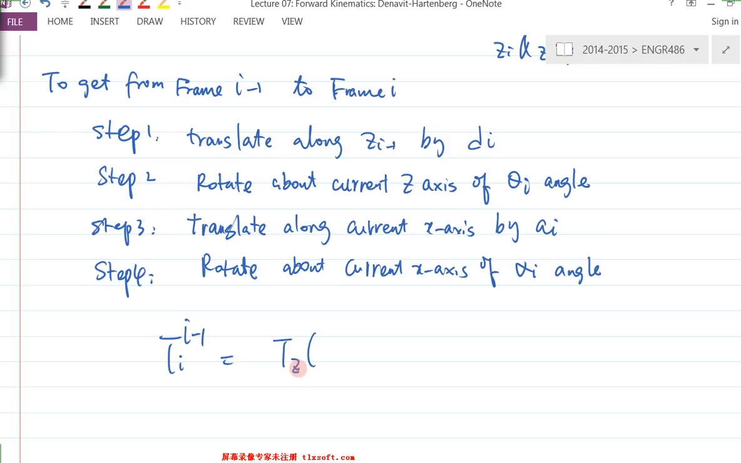If it's a pure translation, we have the basic homogeneous transformation matrix, right? So I use TZ as the pure translation about the current z-axis. How much did we translate? We translate di. That's the first one. And then the second one is a rotation about the current z-axis. I'll use TZ and then theta I. So this is a pure translation and this is a pure rotation about Z. Those are the basic homogeneous transformation matrices.